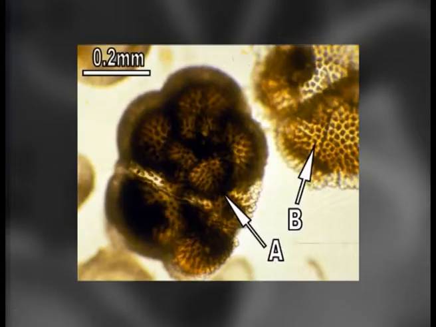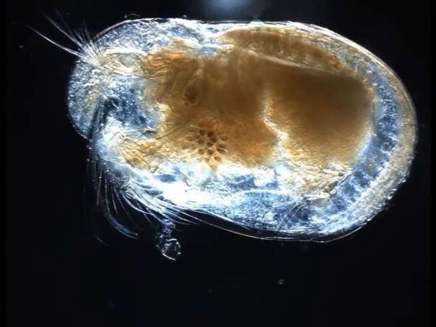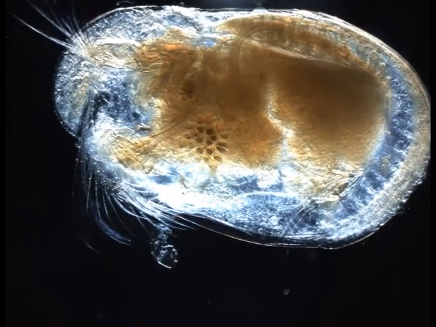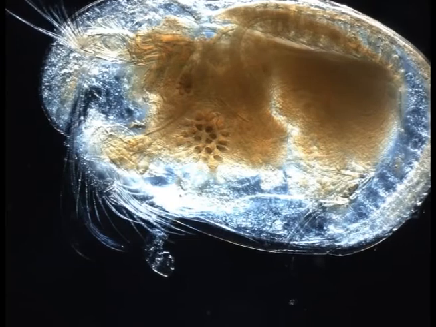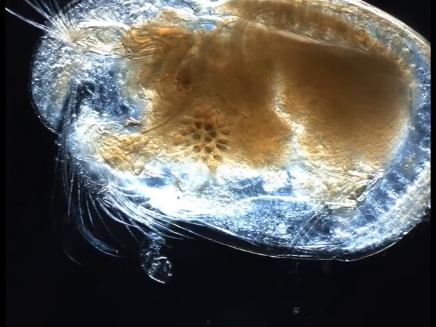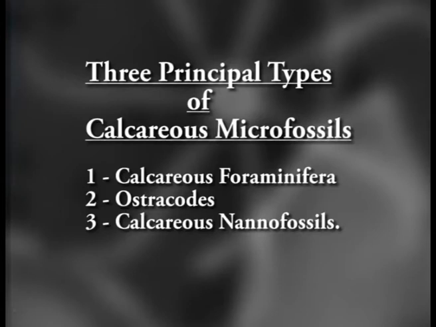Calcareous microfossils have shells composed of calcite or aragonite. These organisms are present in most marine and in some non-marine environments. At great oceanic depths, characterized by low temperature and high hydrostatic pressure, however, calcareous remains are largely or completely dissolved. The depth below which this occurs, which varies in different oceanographic settings, is termed the carbonate compensation depth, or CCD for short. There are 3 principal types of calcareous microfossils: number 1, calcareous foraminifera, number 2, ostracods, and number 3, calcareous nanofossils.